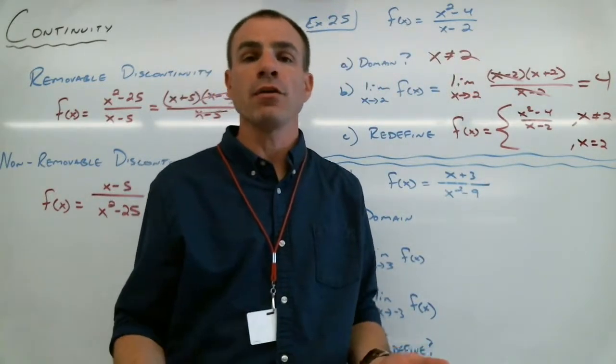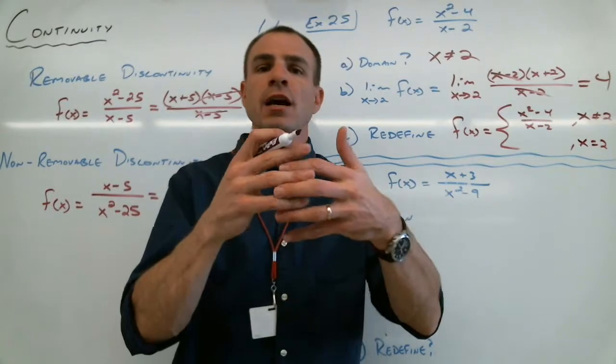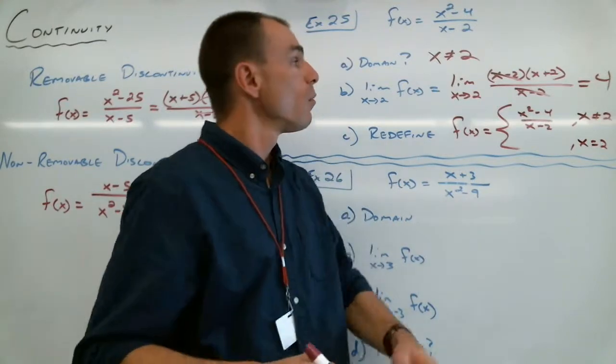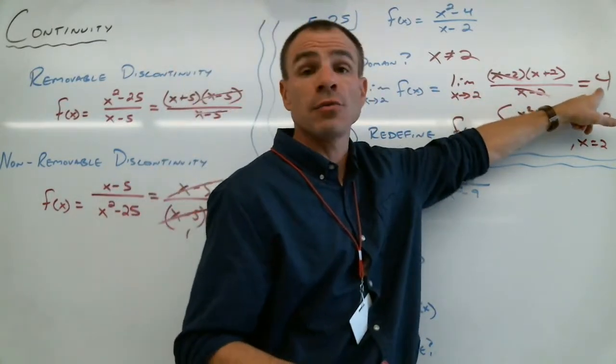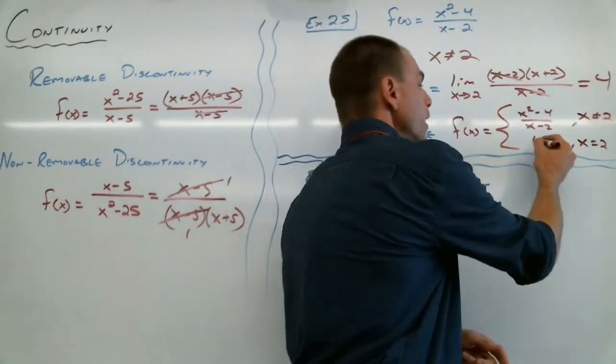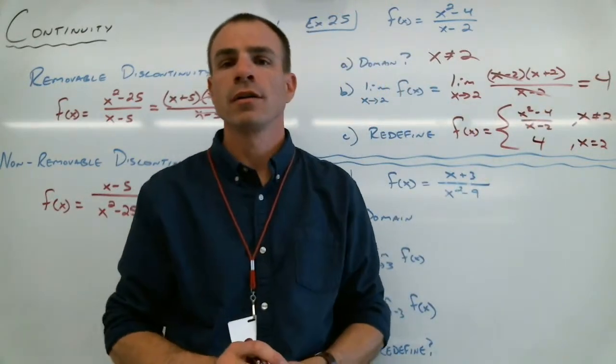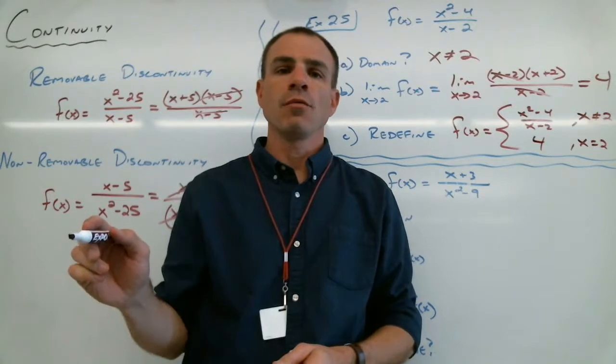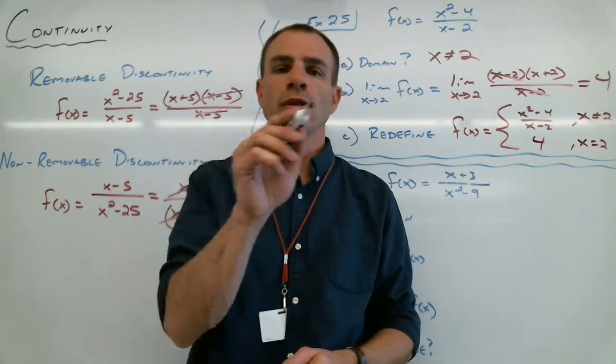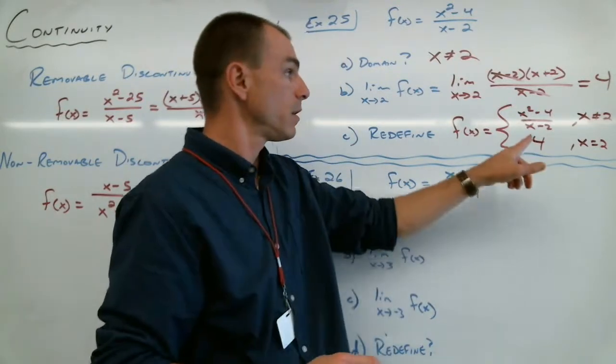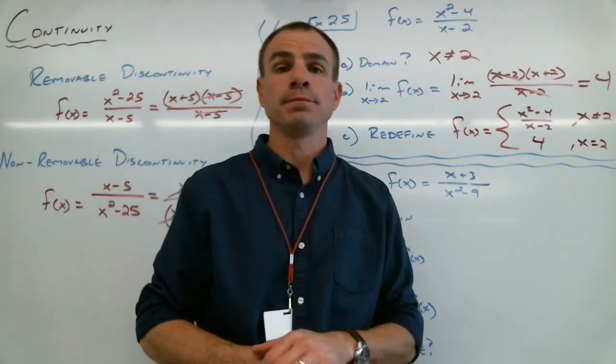we want the value of the function to match right up and be nice and smooth. Okay? Well, the value of the function as we get close to 2 is 4. So if we make the function equal to 4 when x is 2, then we will not have that hole in the graph. That hole will be filled in by that dot right there.